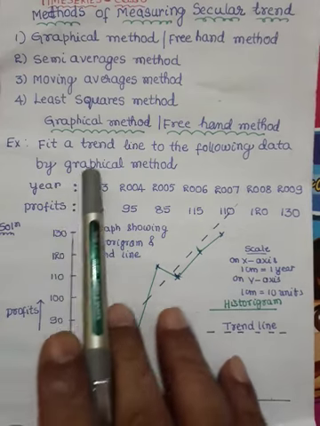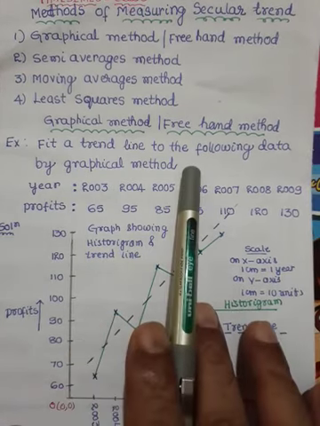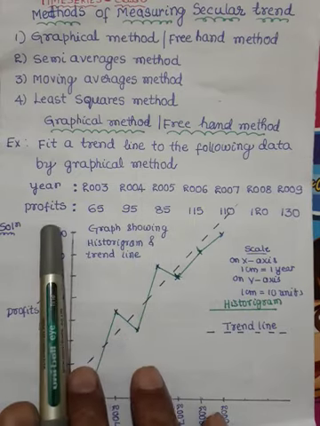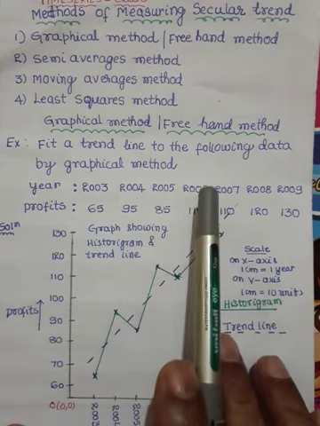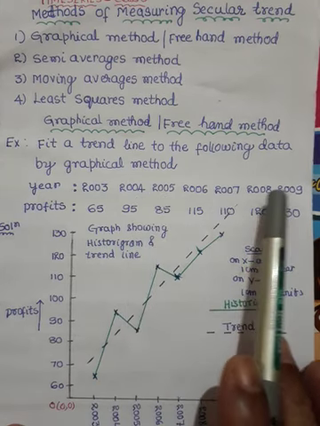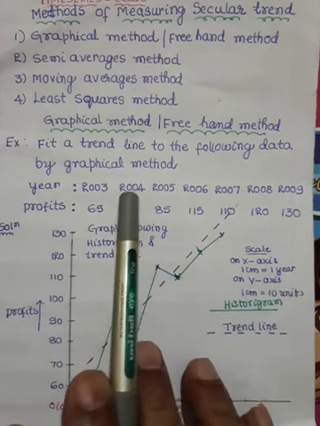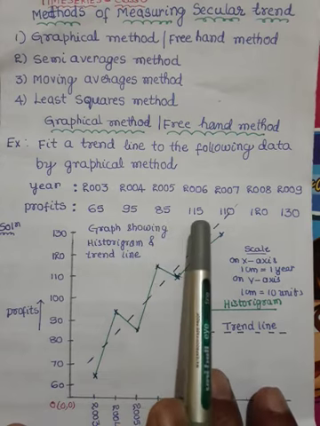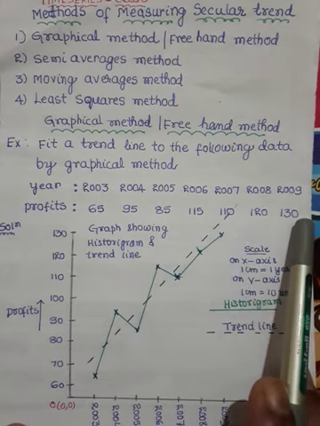Example: fit a trend line to the following data by graphical method. So here time series data is given. Year and profits. Years 2003, 2004, 2005, 2006, 2007, 2008, 2009. Profits in the corresponding years: 65, 95, 85, 115, 110, 120, 130.